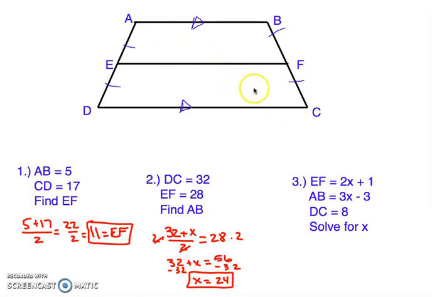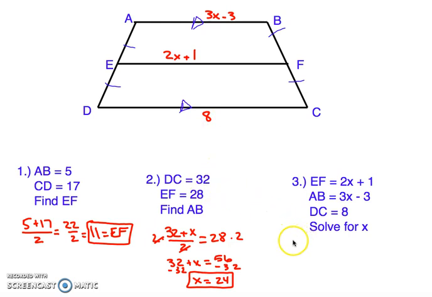The next one, again, we're going to use the same picture, just different measurements. So for this one, we know that EF equals 2x plus 1. So that's our median length. And then we know that AB equals 3x minus 3. And then DC for this one actually equals 8. Once you have your measurements in the right spot, you're going to, again, add up your two bases and set them equal to your median. And make sure you divide your two bases by 2.